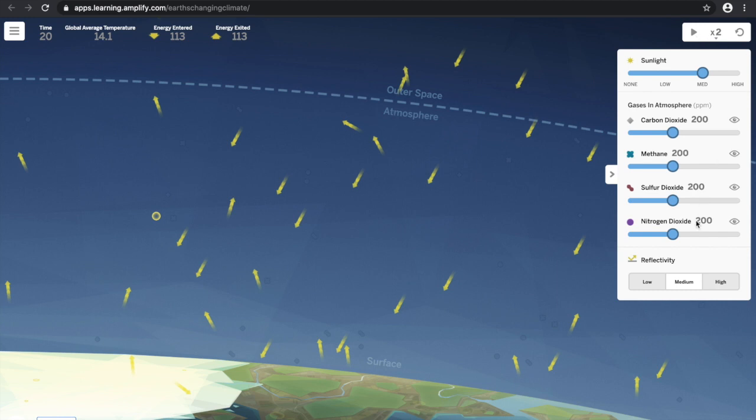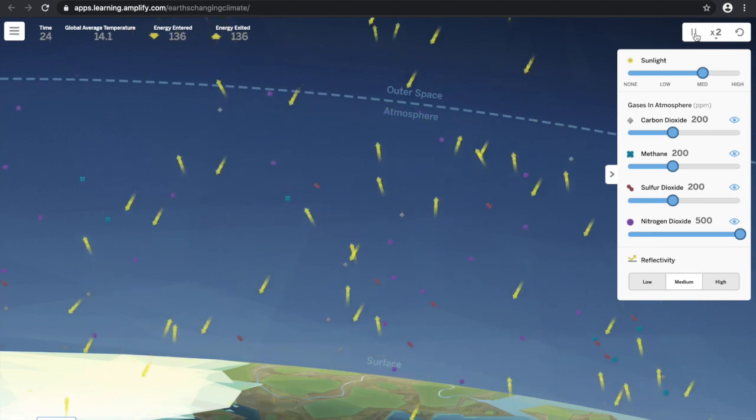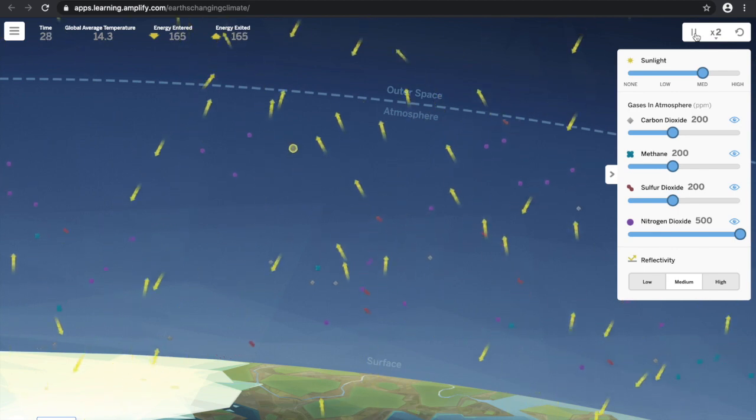Now the first step, it says to increase the nitrogen dioxide, and that is the purple one. I'm going to make all of them visible just so that it's pretty on the screen. I'm going to increase to 500, and then I'm going to see what happens. Again, I'm waiting for the time to get to 40 seconds so that each section had 20 time units.